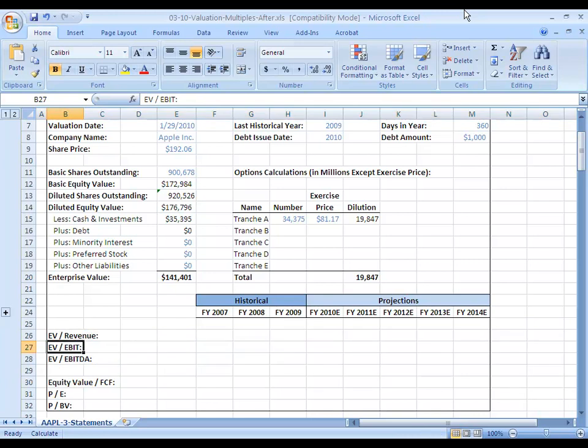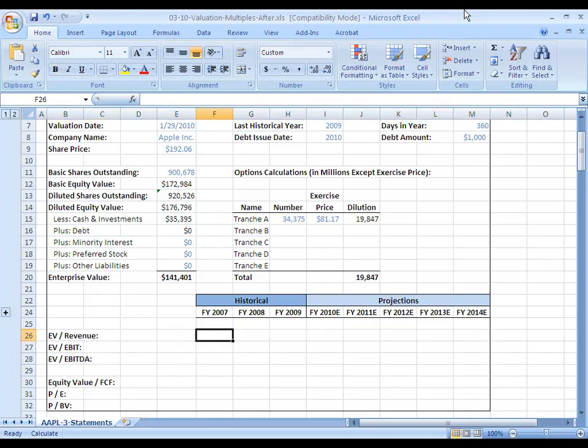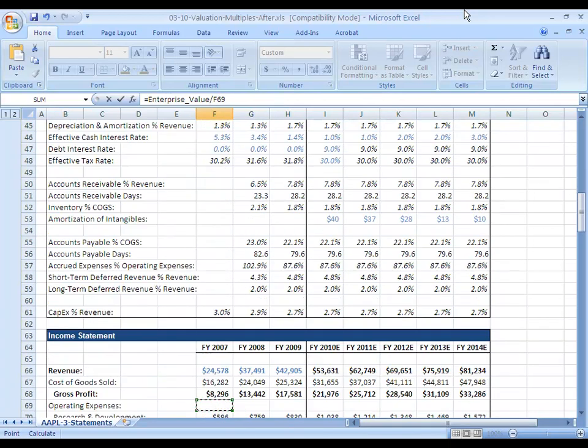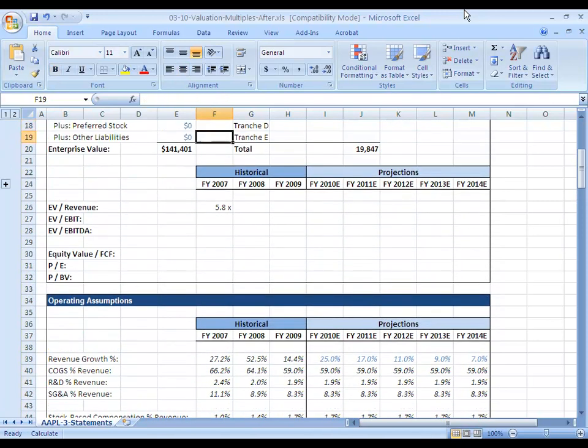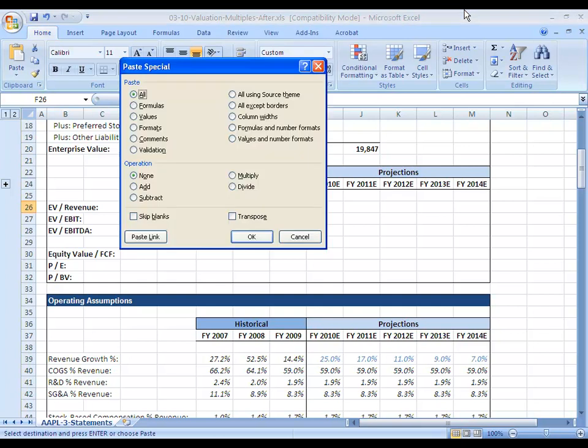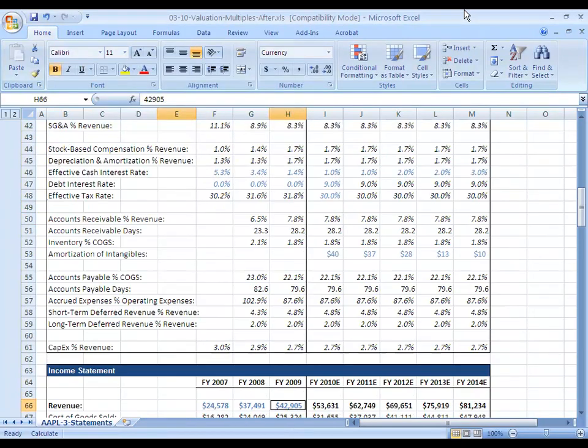So enterprise value over revenue. This one is fairly straightforward. We're just going to take enterprise value right here. I've defined this to be a named cell, so we can just take this without anchoring it or anything like that. And I can just go down to our income statement and divide by revenue right here. I can just take this and copy it across through 2009. I'm pressing F2 just to verify that it copied across correctly.